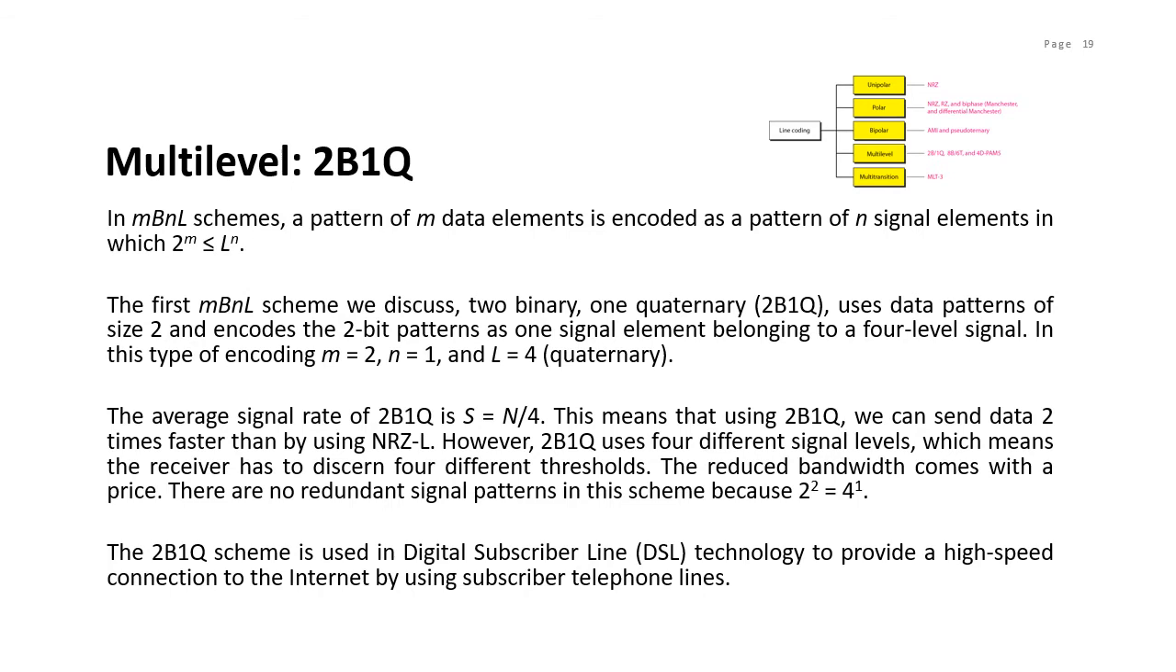There are no redundant signal patterns in this scheme because 2 to the power of 2 equals 4 to the power of 1, so there's no redundancy in the patterns. The 2B1Q scheme is used typically in digital subscriber line technology to provide a high-speed connection to the internet by using subscriber telephone lines.